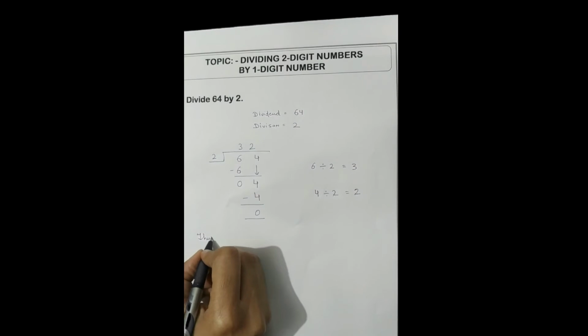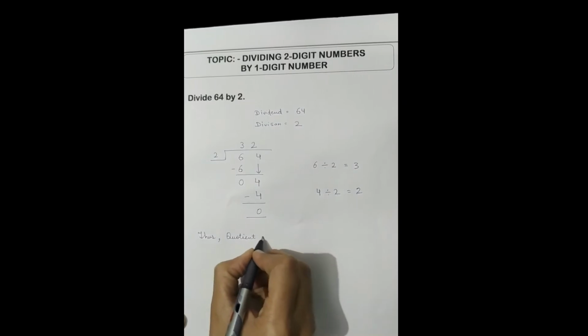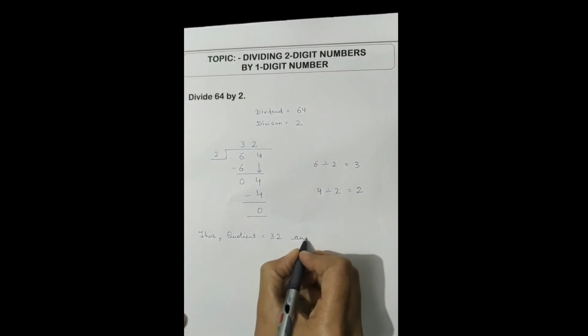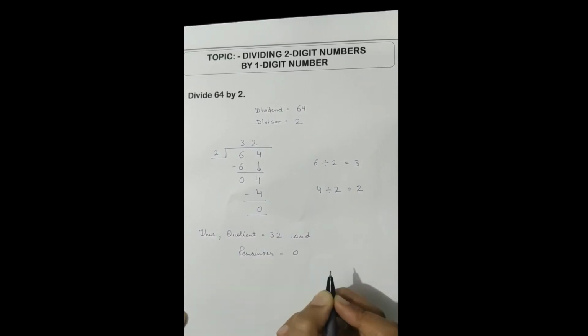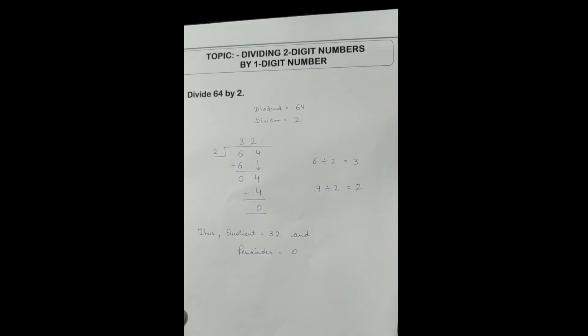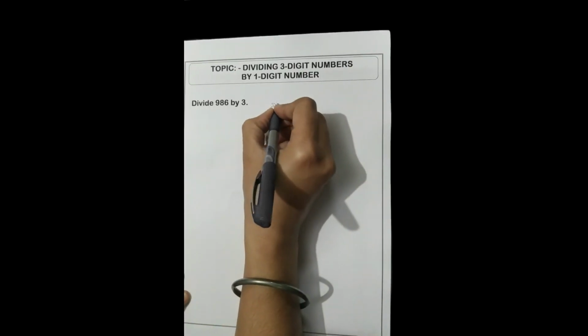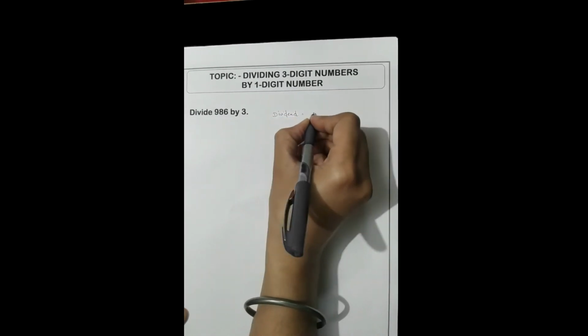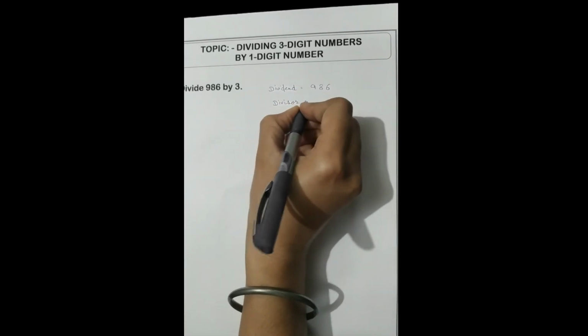Thus quotient is equal to 32 and remainder equals 0. In the same way, we can divide 3 digit numbers by 1 digit number. Let's take another example. The question is divide 986 by 3. Here you can see our dividend is 986 and divisor is 3.